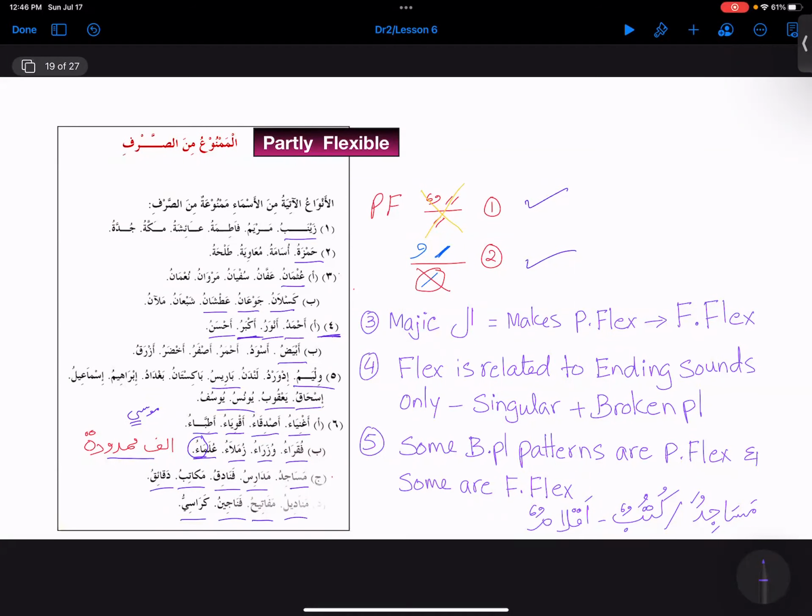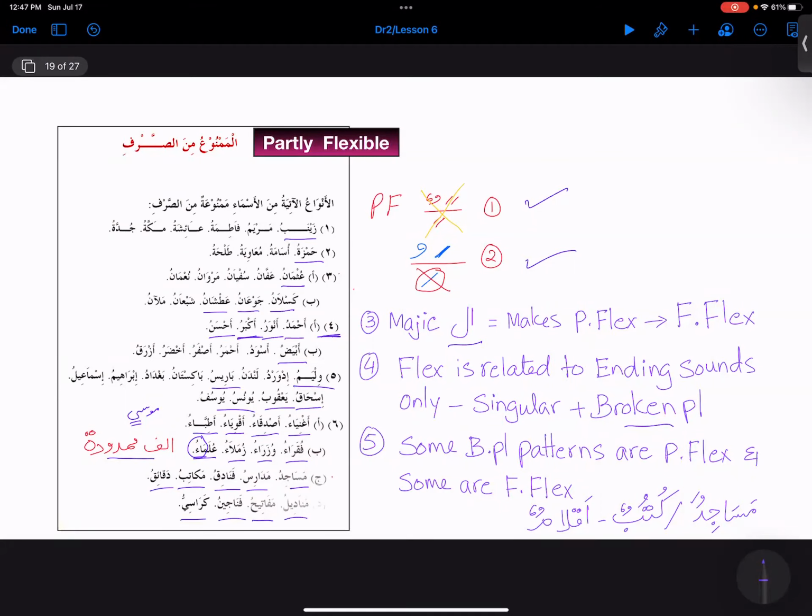But when we have magic al, then it is going to be fully flexible. And flexibility is only related to the ending sound or the plural, the irregular plural, I should say, or broken plural. Some broken plurals are partly flexible and some are fully flexible. Yes, this is really important to know. We are not going to consider that all broken plurals are partly flexible. No, this is not the case. Even some broken plurals can be fully flexible.